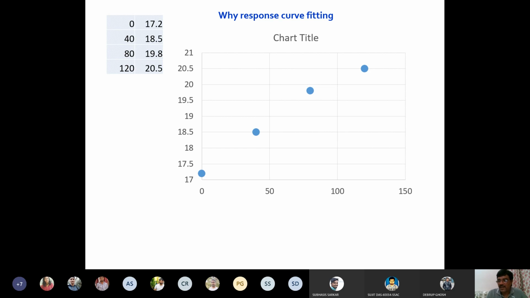That will be the best fit line, because you have no power to join these points artificially. We cannot join these points artificially. We need to find a line which can represent all these 4 data points very well. That is the purpose, and that is known as response curve fitting. So you can find a line to represent this data.